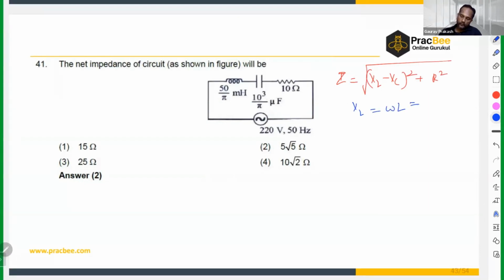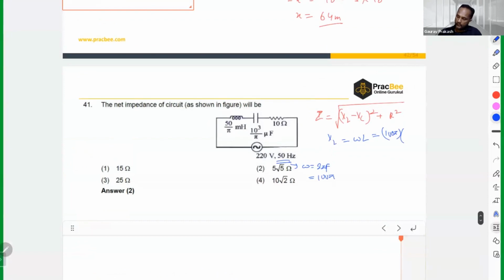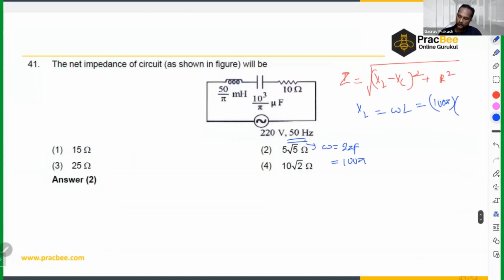So omega here, the frequency is given as 50 Hertz. So omega is 2 pi F. So we get this as 100 pi. So we have 100 pi is omega and the inductance is given as 50 by pi, and this is in millihenry, so 10 to the power minus 3. So XL I'll get here as 5.